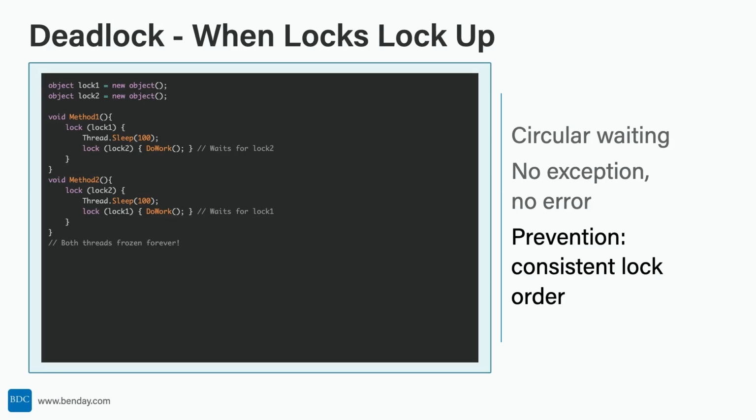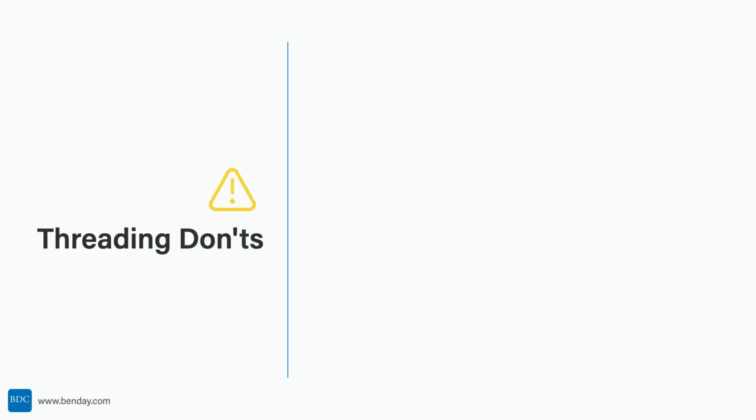The fix is simple but requires discipline. Always acquire locks in the same order. If every method locks object A then object B, deadlocks can't happen. Consistent ordering prevents circular waits. Deadlocks are rare but devastating. Good lock discipline prevents them. Always lock in the same order and lock as briefly as possible.